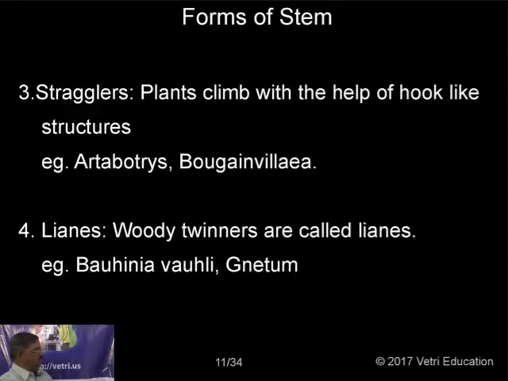Liane is a technical term. Woody twinners are called lianes. It is a twinner actually, but it is very strong. It goes around the support. The Bauhinia vahlii, and the second one is Gnetum. Gnetum is a gymnosperm. Now let us see the photographs of these stragglers.